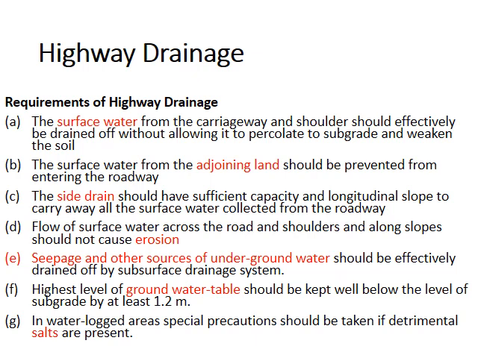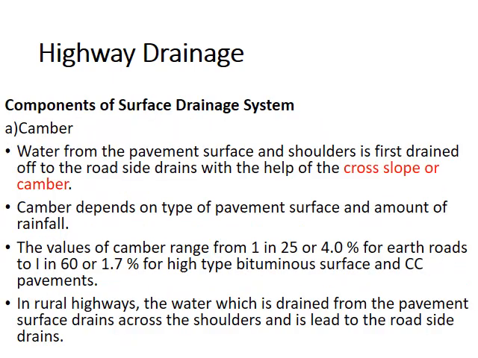And also the highest level of groundwater table should be kept at least 1.2 meters below the level of the subgrade, so that the water from the groundwater table would not attack the subgrade soil. And in waterlogged areas, special precautions should be taken for the presence of detrimental, that is dangerous, salts, which can affect the pavement structure.